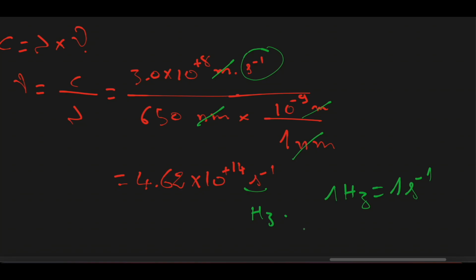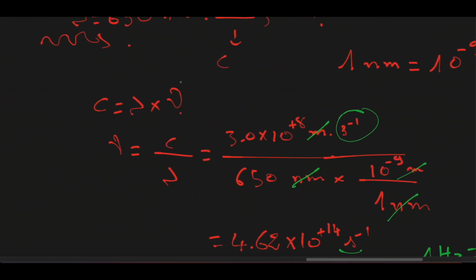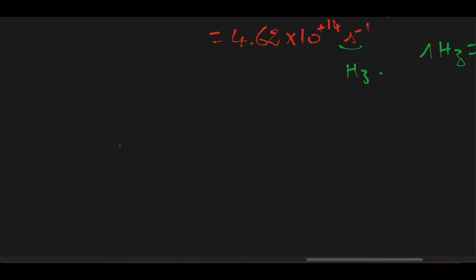The second question: a radar gun operates at a frequency of 35.5 gigahertz. What is the wavelength of the radiation emitted by this radar gun? So here the same thing, we use this relationship, but this time we'll calculate the wavelength because the frequency is given. So the wavelength of this radar gun is c over the frequency.